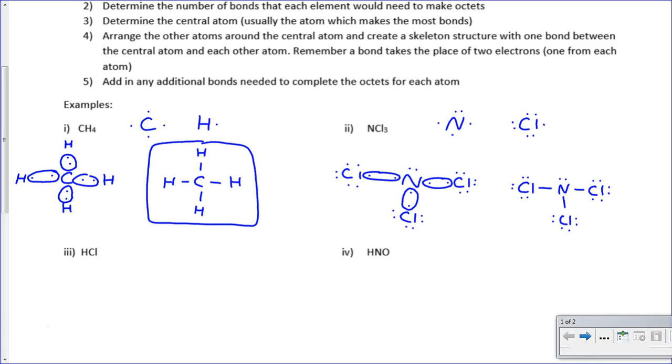If you look at any of the chlorines, they have 6 electrons around them in pairs. All right, there are 3 pairs of electrons around each chlorine, so that's 6 electrons. And then there's another 2 electrons in the bond. So each chlorine also has 8 electrons around it, which means that the chlorine is good in that structure as well.